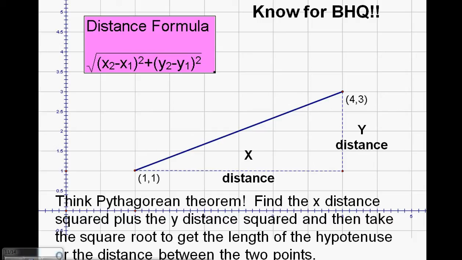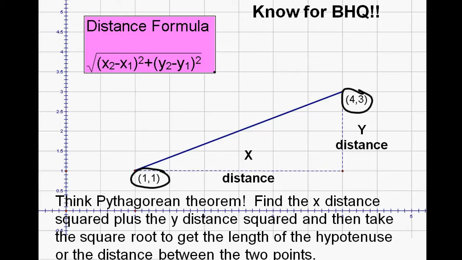The next important formula to know is the distance formula. This will occur on your by heart quizzes, so make sure you work on memorizing this formula. Alright, we are going to work on finding the distance between the point (4,3) and the point (1,1), and that distance is shown in blue.